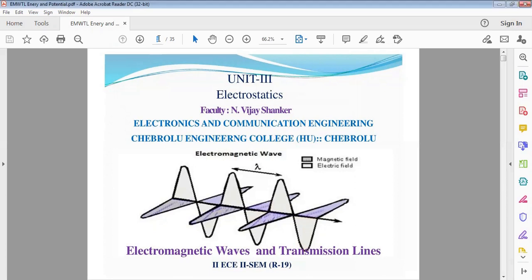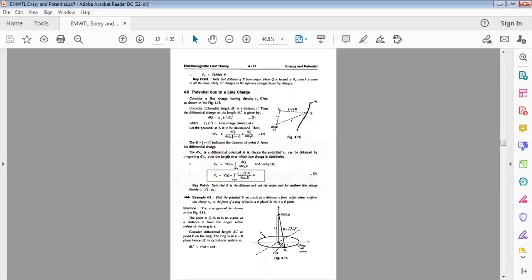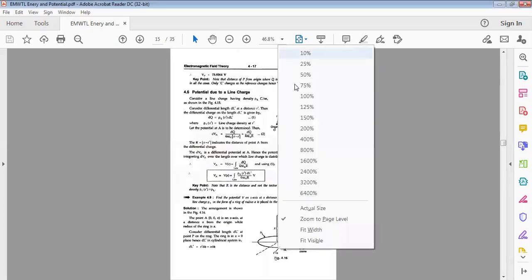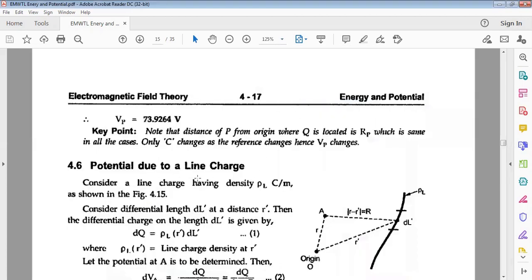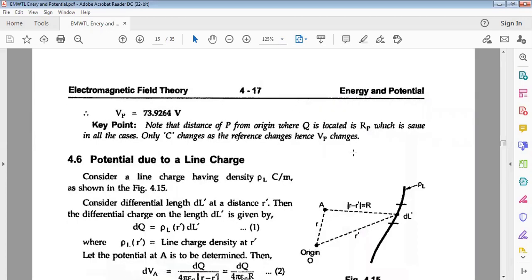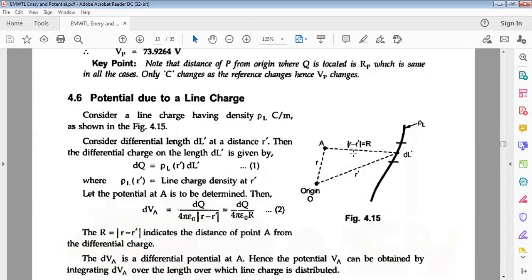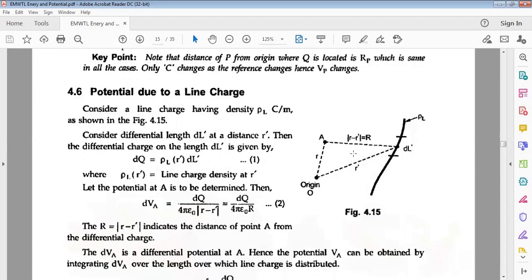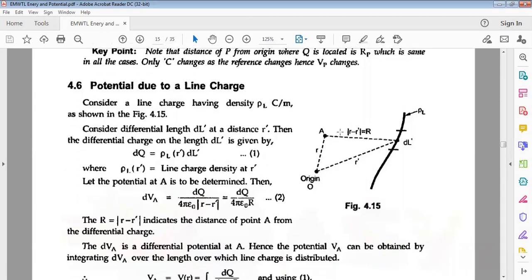Okay, my dear students. So, potential due to the line charge. See, what is the potential due to the point charge? Potential due to the point charge, V is equal to Q by 4 pi epsilon naught R.